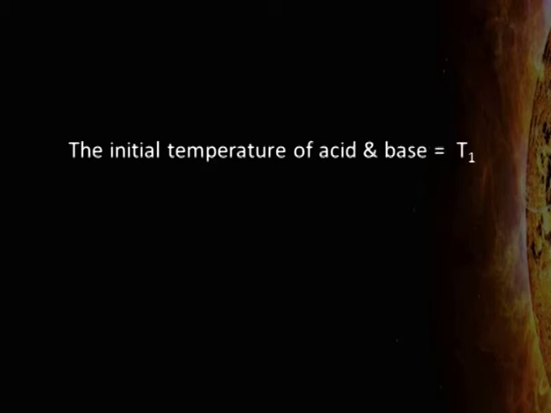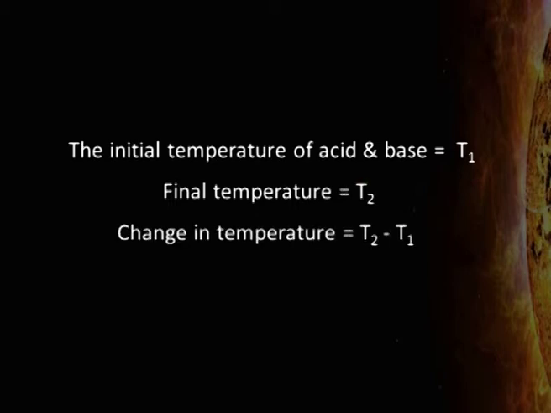The temperature of each solution is regularly recorded. When both the solutions attain the same temperature, the alkali solution is quickly added to the acid solution. The mixture is stirred and the maximum temperature attained is recorded. Now let the initial temperature of both the solutions be T1 and the final temperature attained be T2. Then the change in temperature will be equal to T2 minus T1.